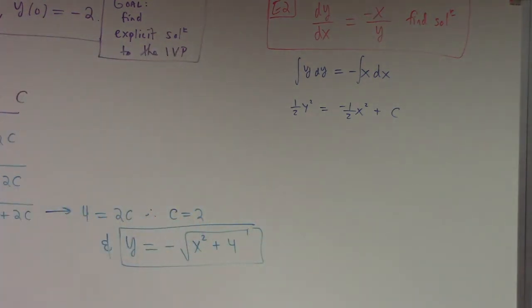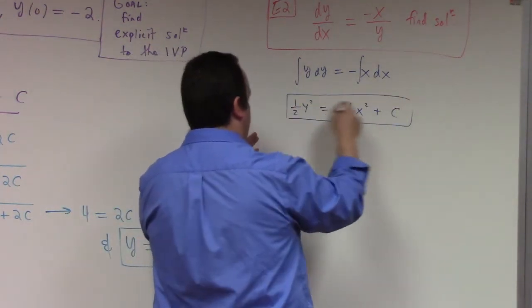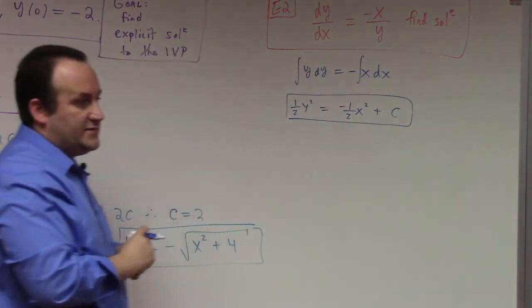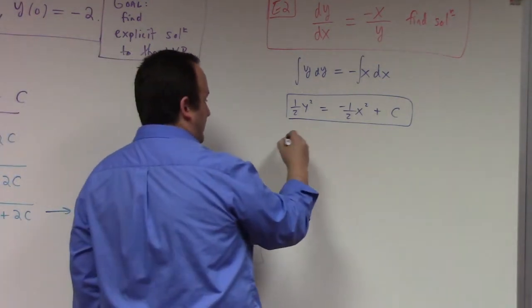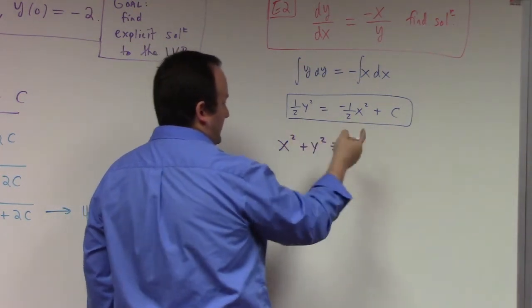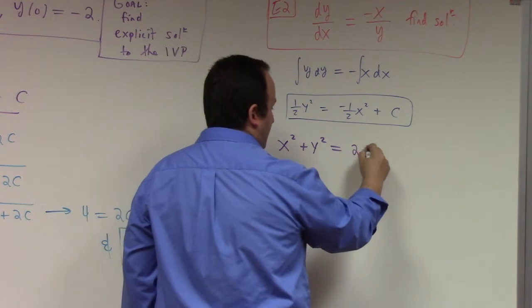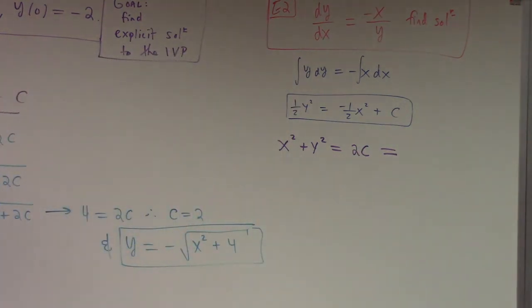Now, I could just put a box around that. There you go. Answer, done. Hooray. But it's also nice to rewrite this answer in a more geometrically lucid fashion. So what I would do here is rewrite this as x squared plus y squared equals what? Well, 2c, right? But I think a better thing to call twice the constant is, how about just r squared, right?